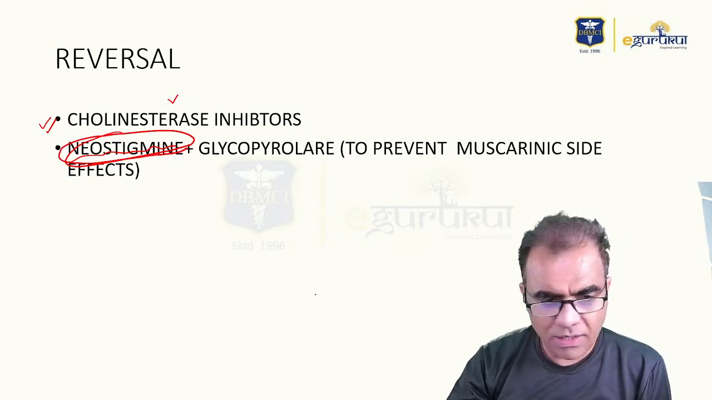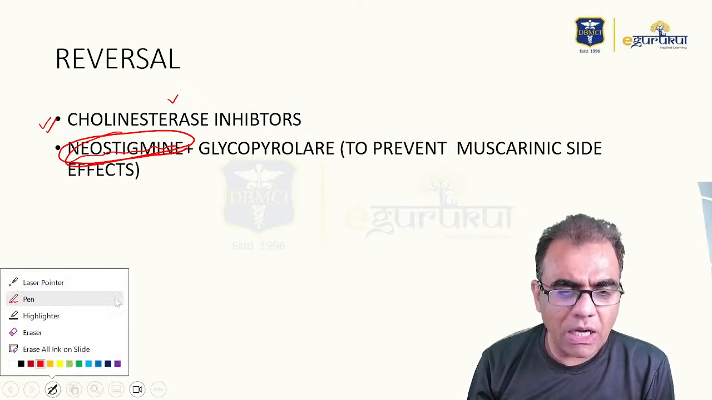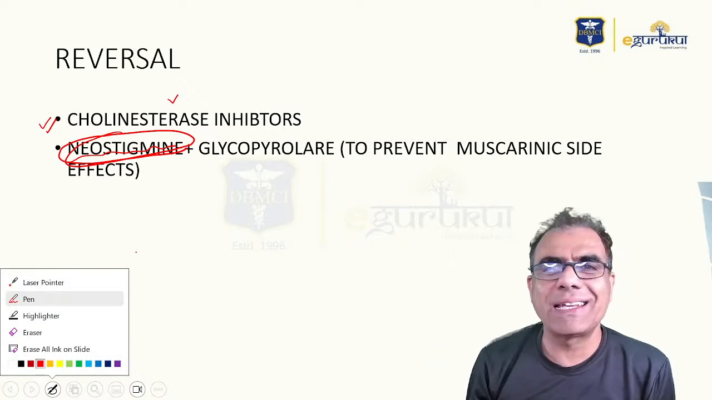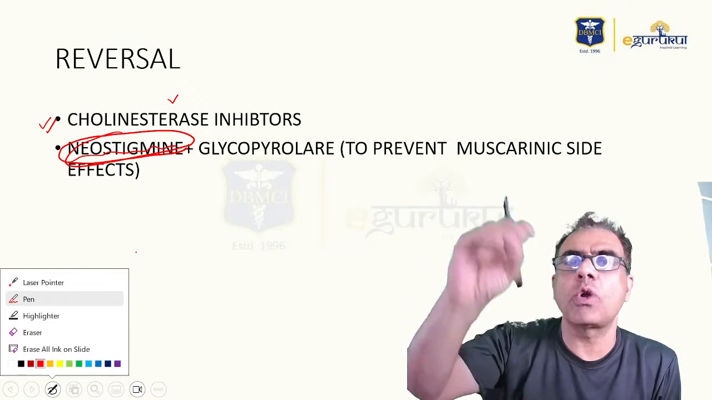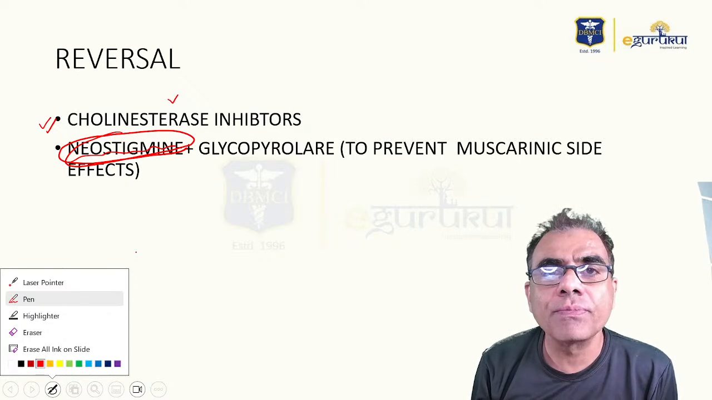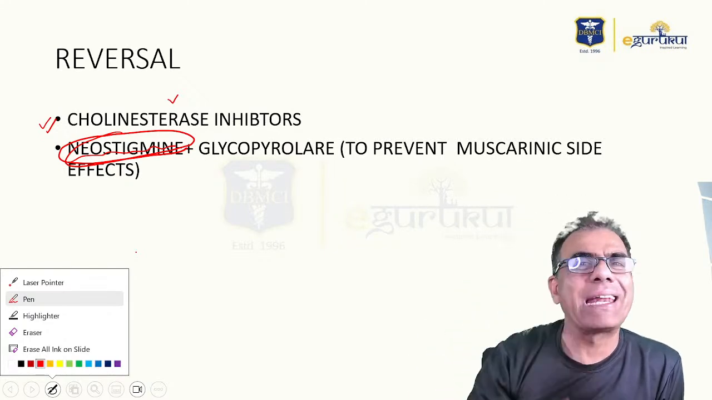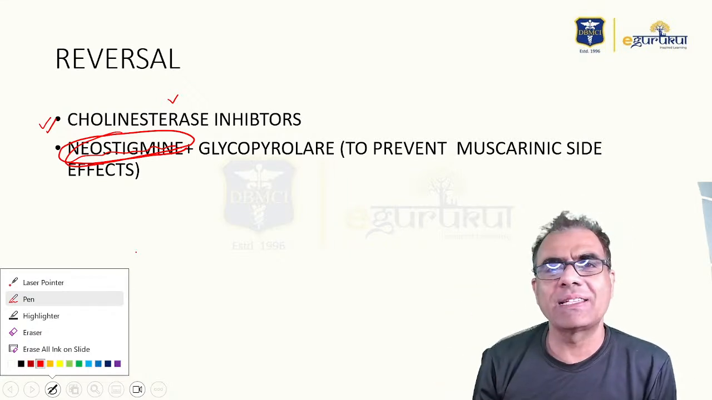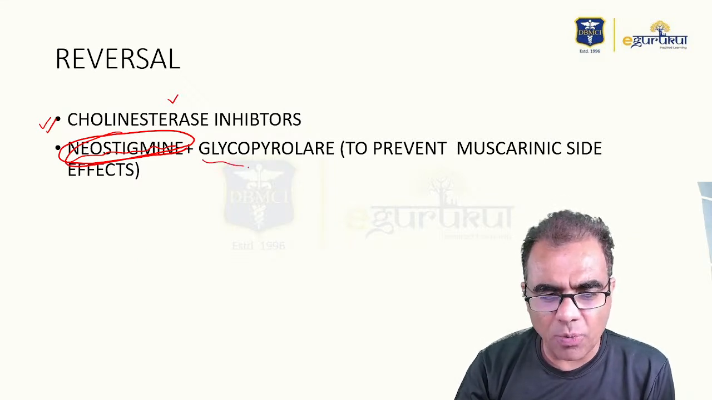Neostigmine, a cholinesterase inhibitor, will inhibit cholinesterase and that will prevent degradation of acetylcholine. So there is more acetylcholine available at the neuromuscular junction to compete with non-depolarizers. But the problem is that increased acetylcholine will also have muscarinic side effects like bradycardia, bronchospasm. So to combat these muscarinic side effects, we have to use an anti-muscarinic drug, that is glycopyrrolate.